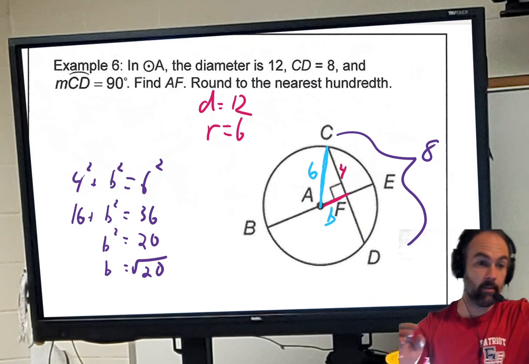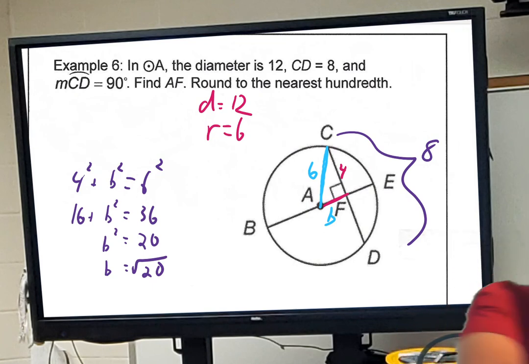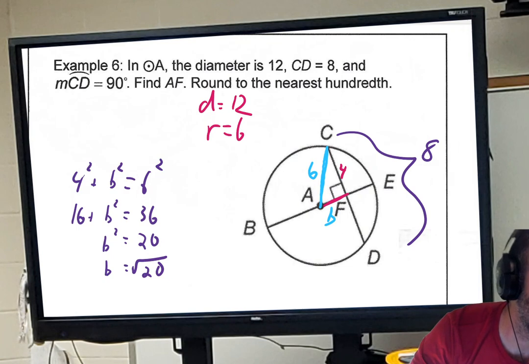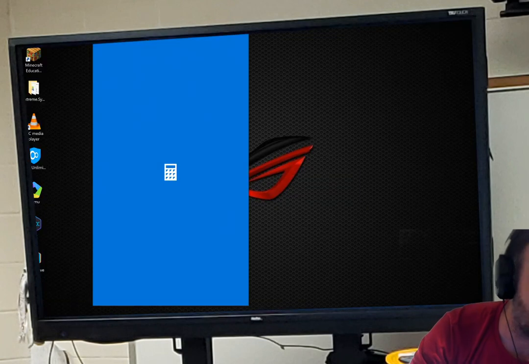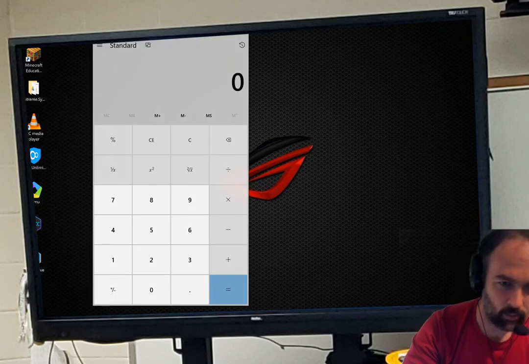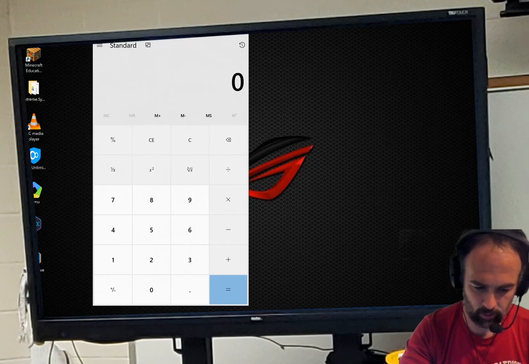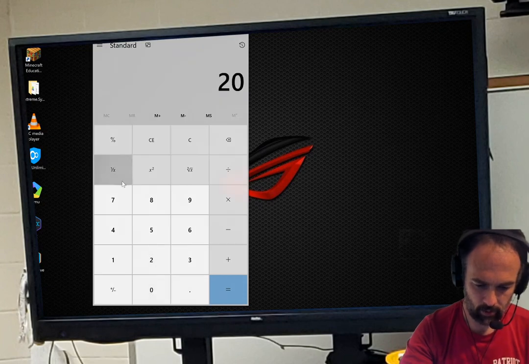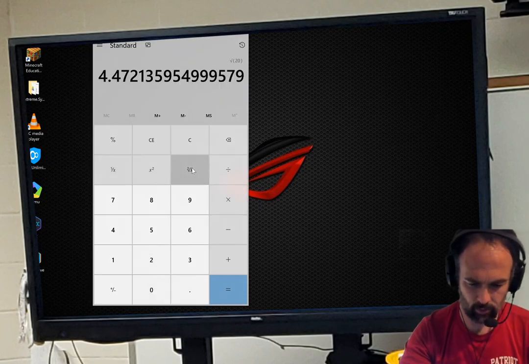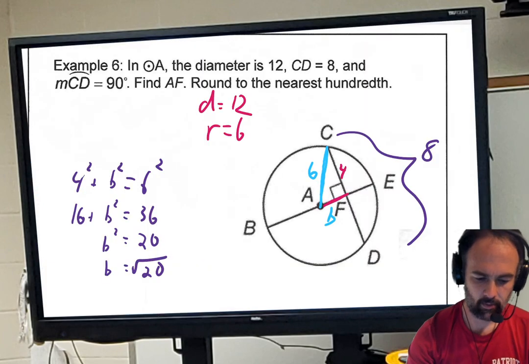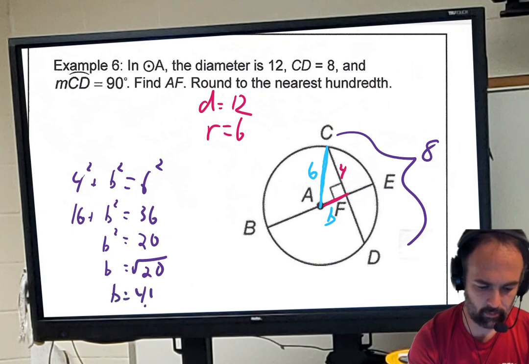And now, there's no way I'm doing that in my head. Let me go find it somewhere. Hey, you know what? Where's my calculator app? Not the best in the world, but we can make it work. Come on, here we go. 20, and then square root of 20 is 4.47.